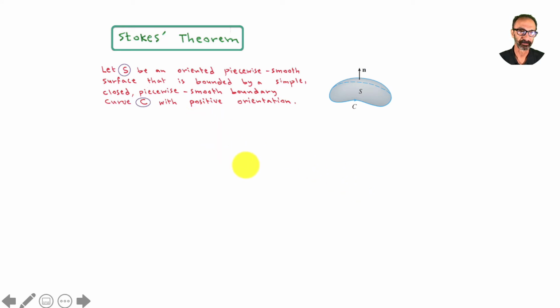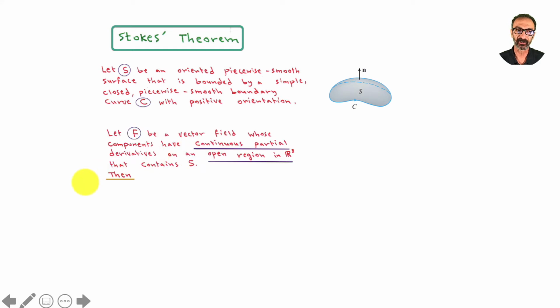So what's Stokes' theorem? Let S be an oriented piecewise smooth surface that is bounded by a simple closed piecewise smooth boundary curve C with positive orientation. Let F be a vector field whose components have continuous partial derivatives on an open region R^3 that contains S. Then the line integral of F dot dr along the curve C becomes the double integral of the curl of F, which is a cross product, dot dS.